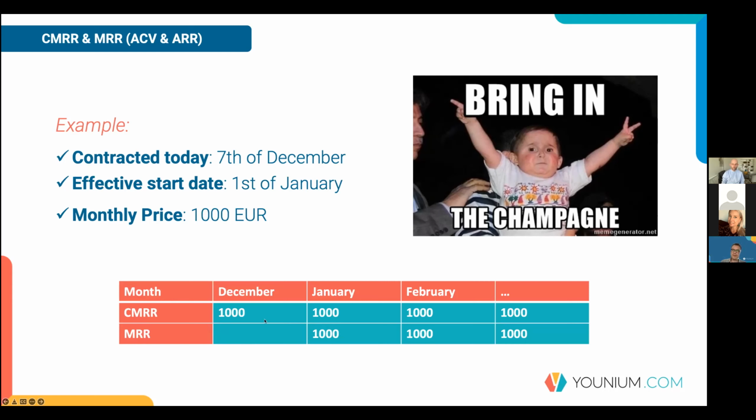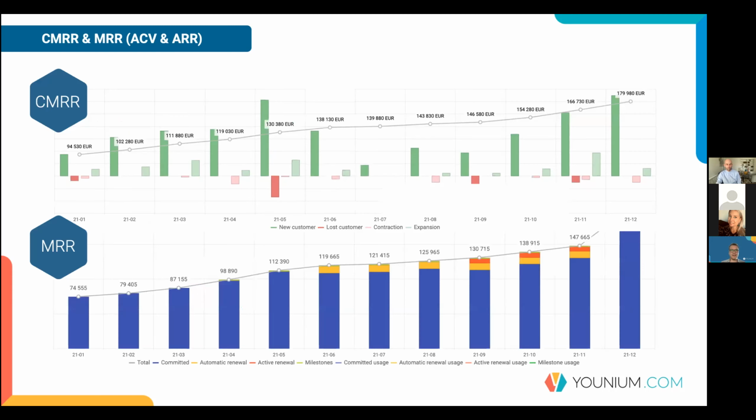So this is a difference here, just a very simple example, where we say the contracted monthly recurring revenue is 1,000 coming in December, and then the MRR, monthly recurring revenue, is coming in 1,000 here in January. So why is it important then to have both of these? Some of you might ask.